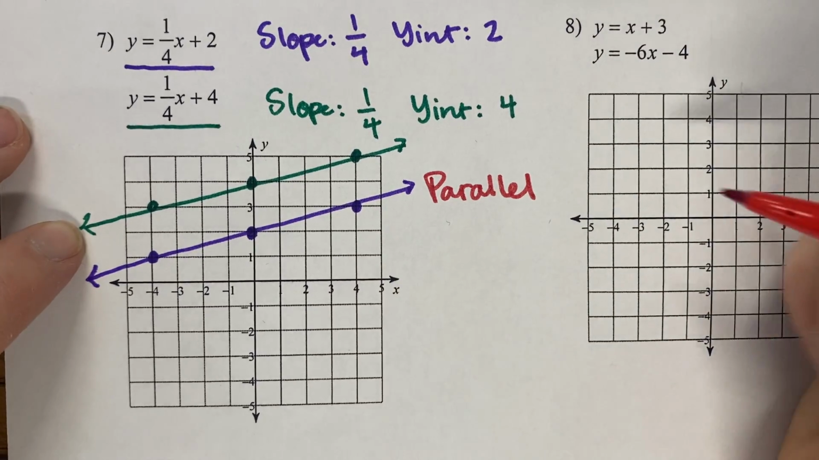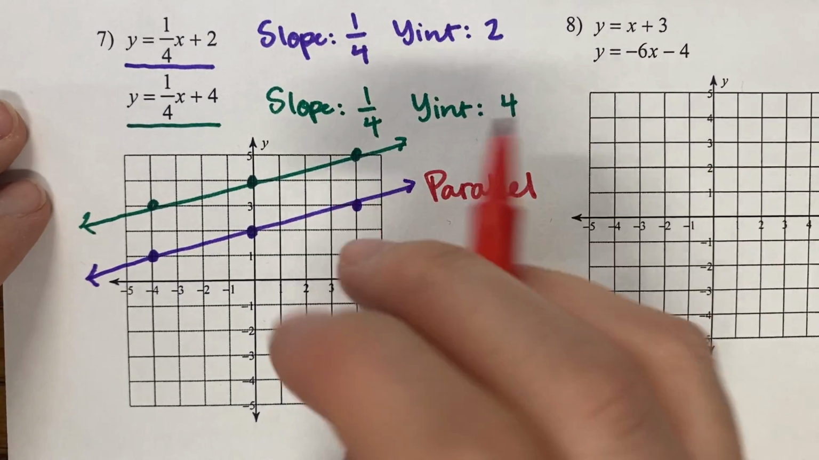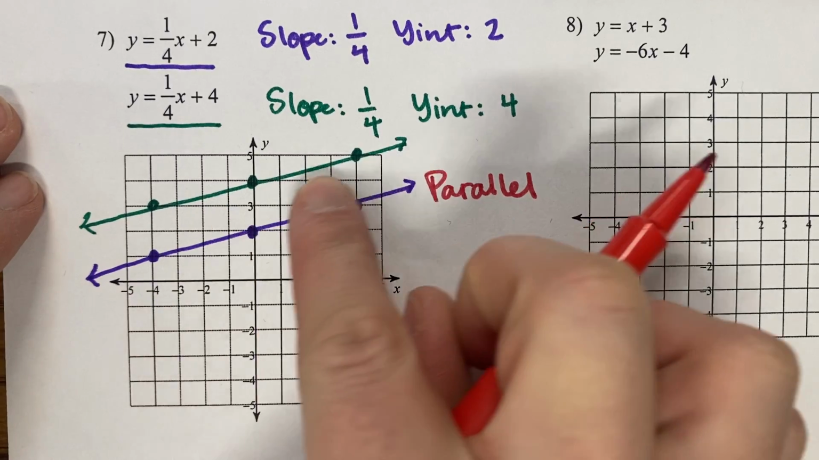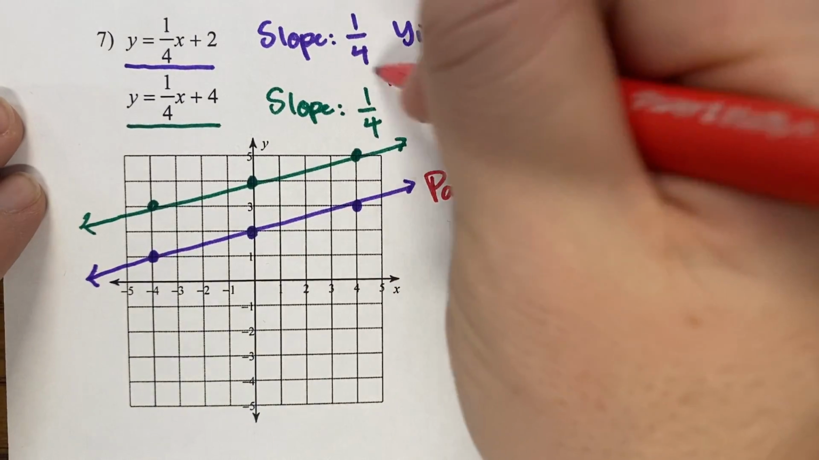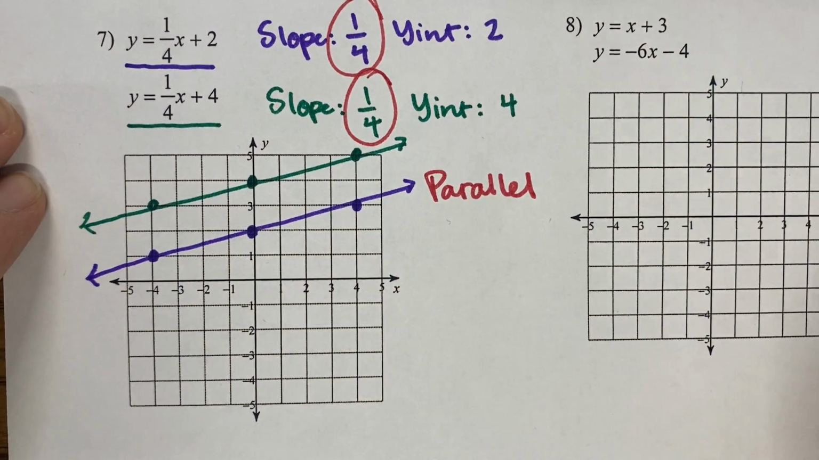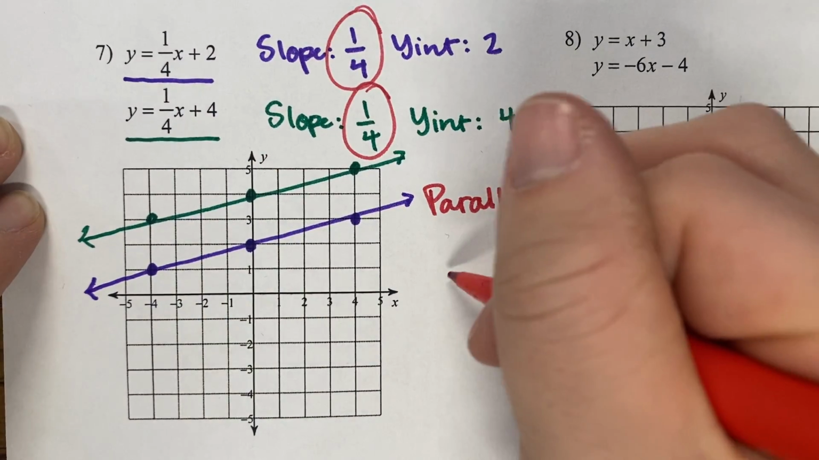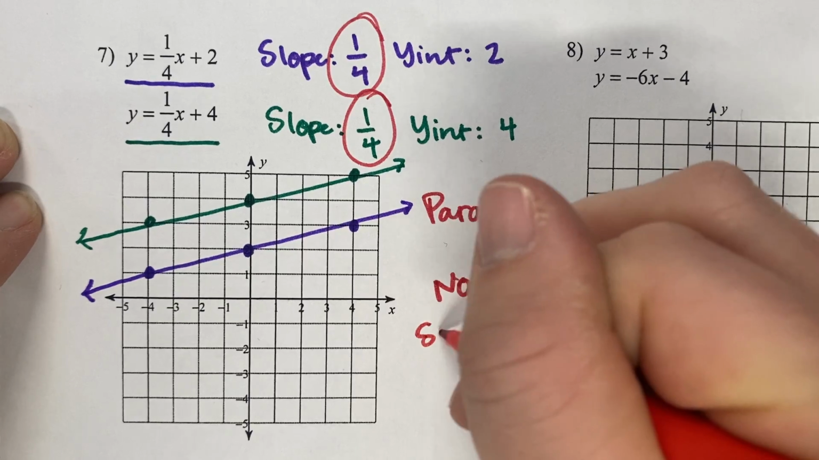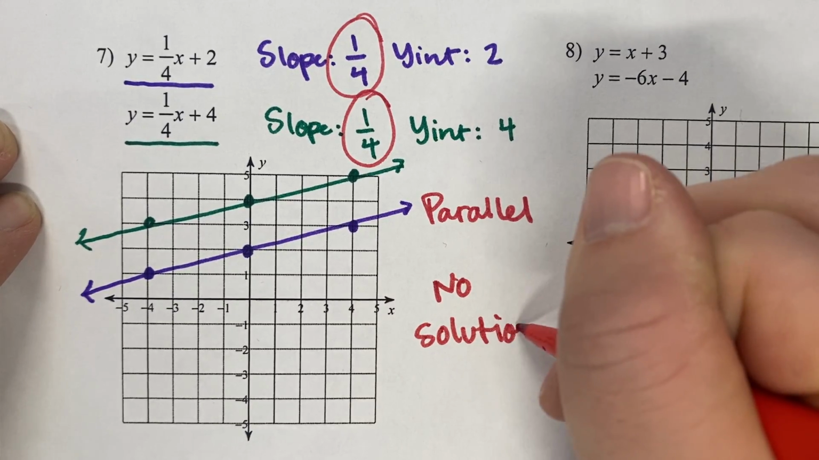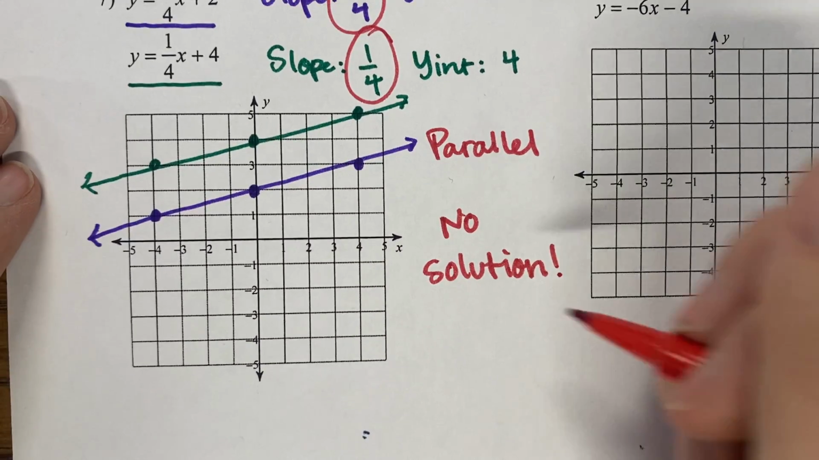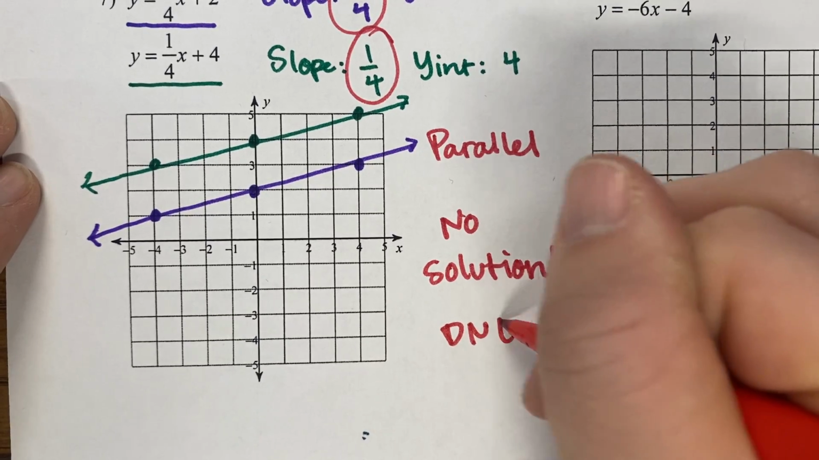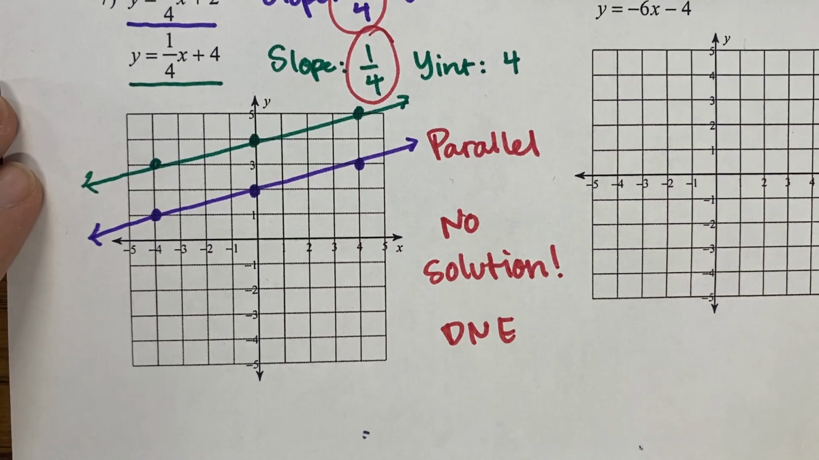I think I spelled that right. Okay, so when they never intersect, they're going to go on forever and ever because they have the same slope. So whenever you see that the slopes are the same, no solution. Or maybe it wants you to write DNE for does not exist.